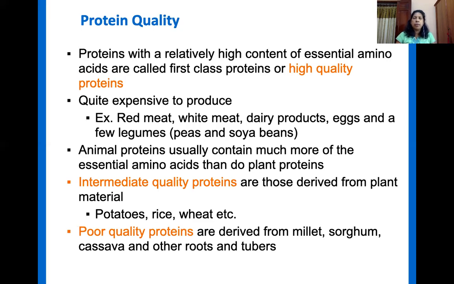Animal proteins usually contain much more of the essential amino acids than do plant proteins. Right? And intermediate quality proteins are those derived from potato, rice, wheat. And poor quality proteins are derived from millet, sorghum, cassava, and other roots and tubers. Therefore, when we talk about protein quality, there are high quality proteins, intermediate proteins, and poor quality proteins. However, the action of these proteins is also not much different, but a difference is also there.